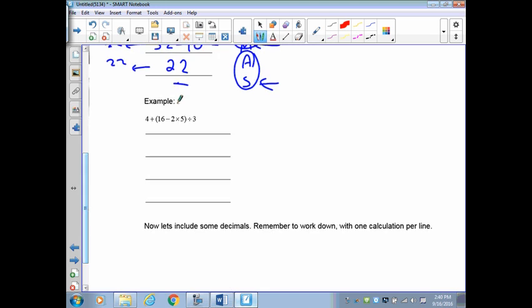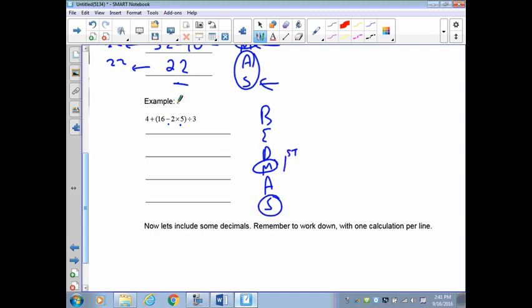In this one, you'll notice I've got brackets also, and inside the brackets, I now have a choice between subtraction and multiplication. Since we're doing one calculation per line, you look inside the brackets and you choose between multiplying and subtracting. And since multiplying is before subtracting, this is first.